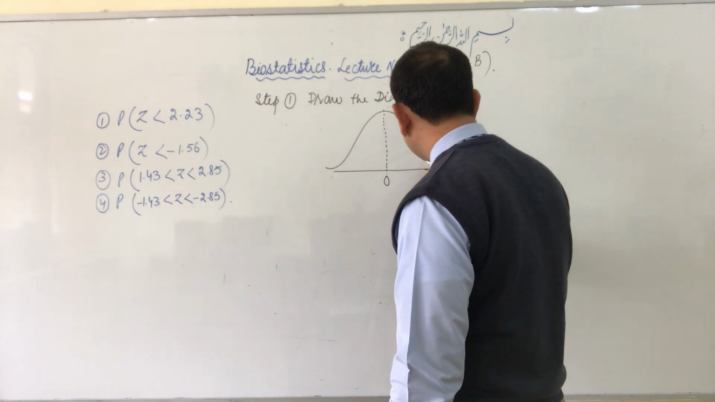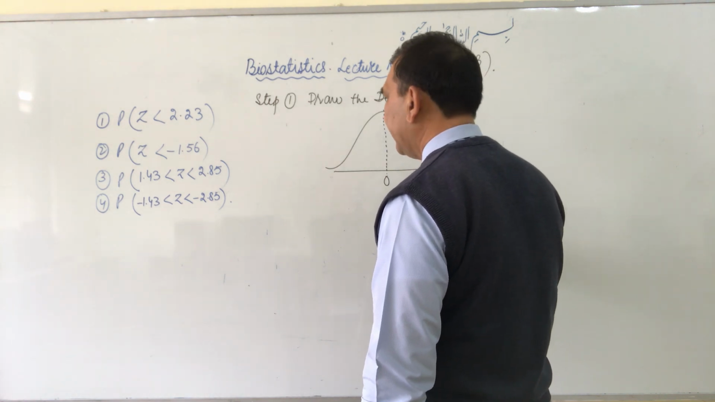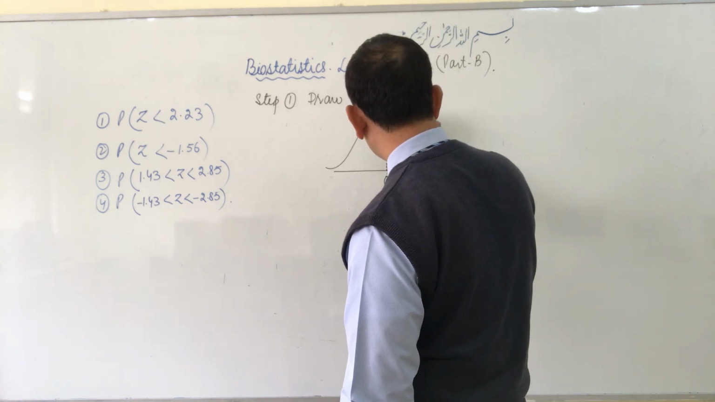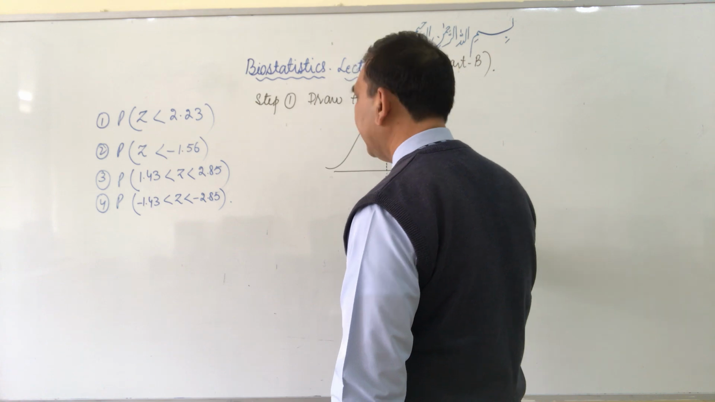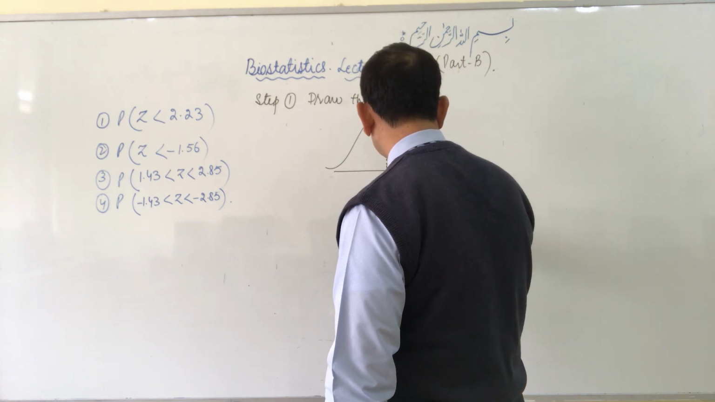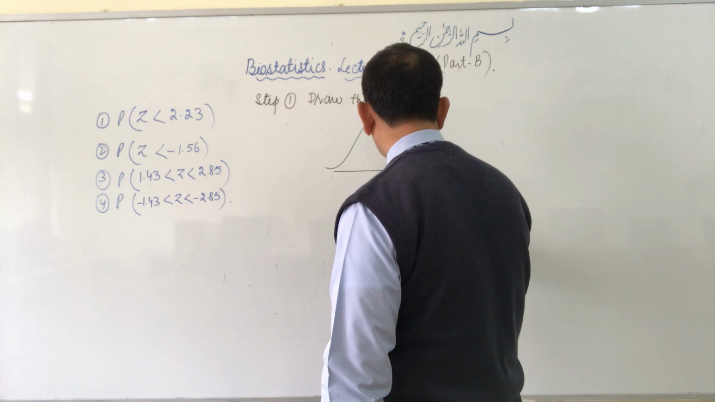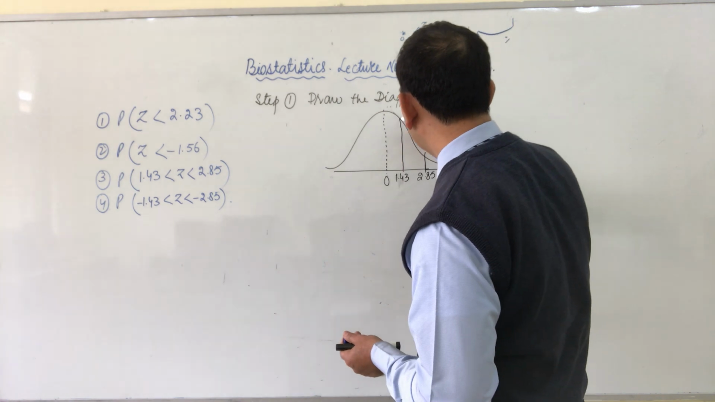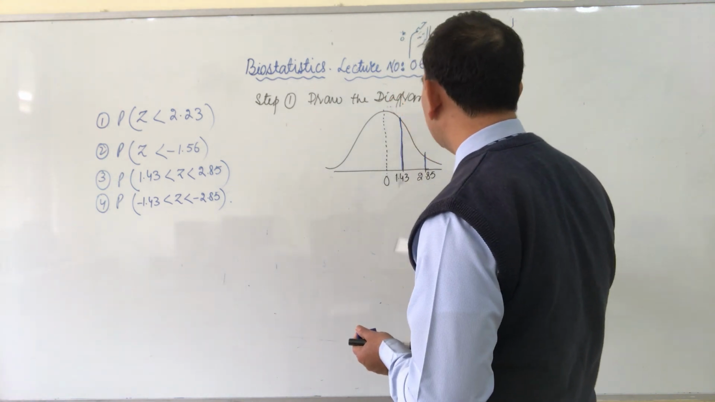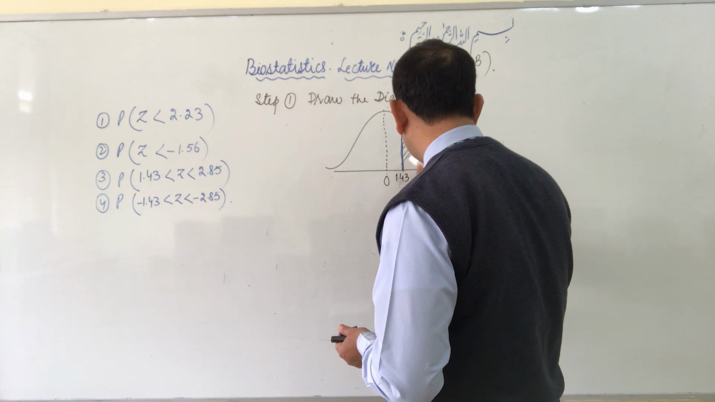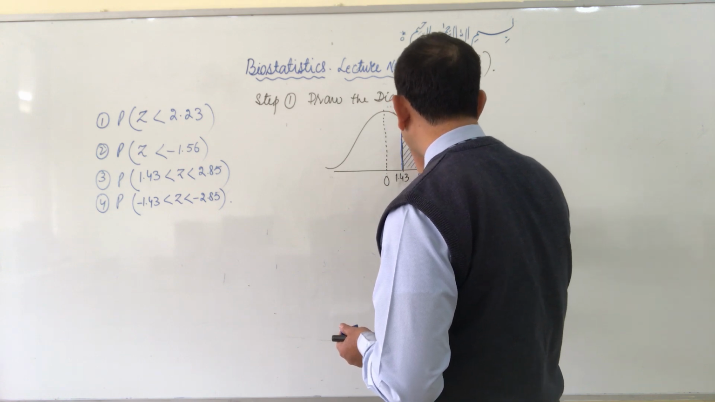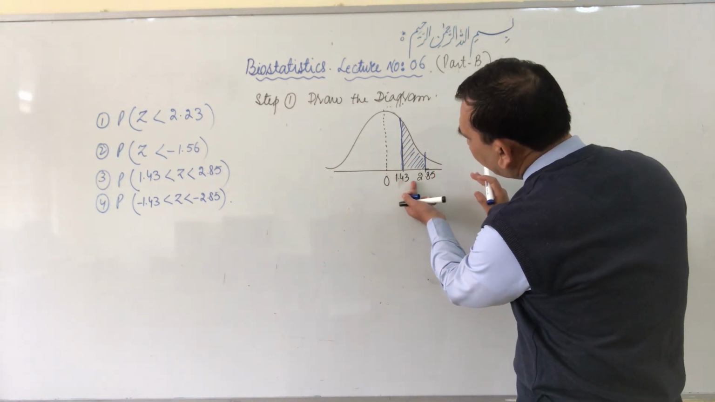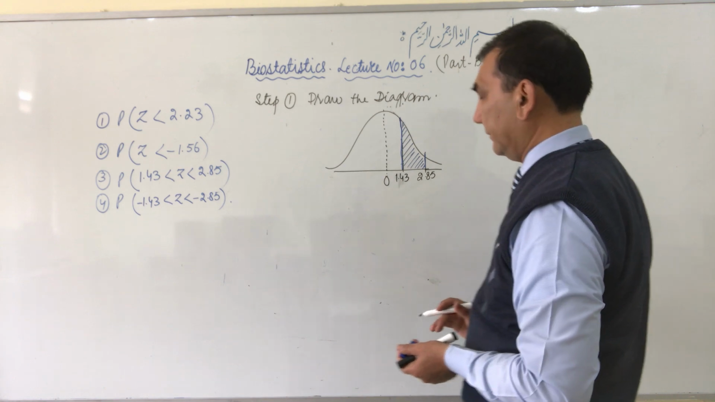So the highest value is 2.85, and the lower value is 1.43. Now they are asking for the area between these values. They are asking what is the probability area between 1.43 and 2.85.